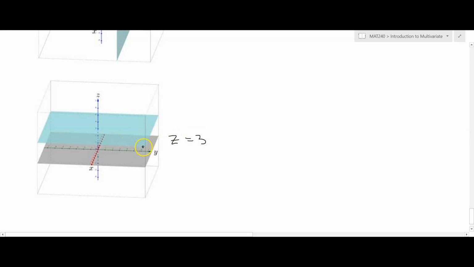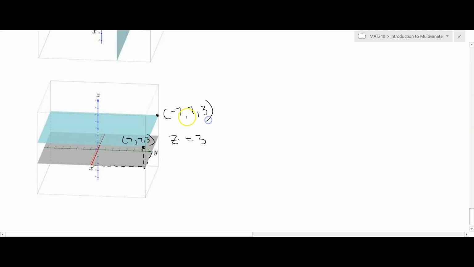For instance, this corner point, which is going to be that value of x, that value of y, that value of z, I can't really read my own tick marks here. 1, 2, 3, 4, 5, 6, 7. That looks like it's the point (7, 7, 3). And every single point along here will be something, something, 3. That point right there will be, let's see, x will be negative 7, y will be positive 7, and z will be 3.